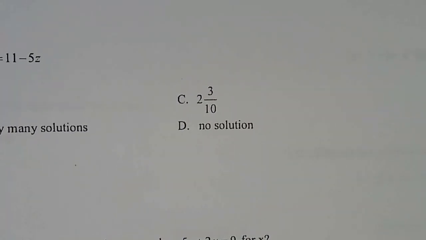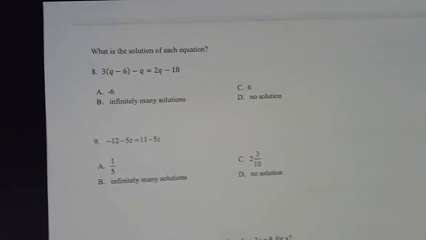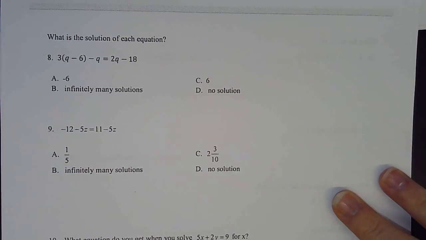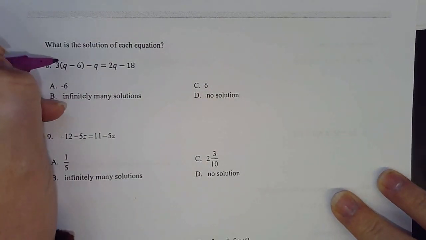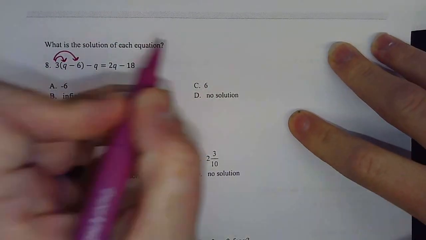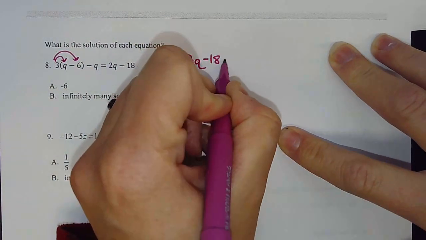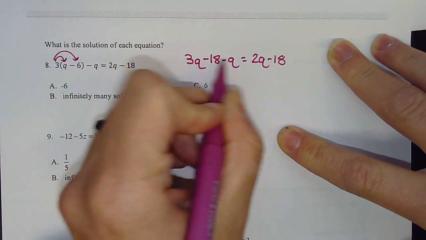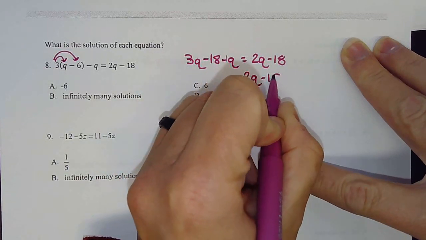All right, number 8, multiple choice. Which I think some of you are learning that multiple choice in math it's nice, but sometimes it's tough. So for number 8, it says, what is the solution? So here's our options here. So first thing we have to do is distribute. So then you get 3q minus 18 minus q equals 2q minus 18. Combine like terms, and 3q minus 1q is 2q minus 18.